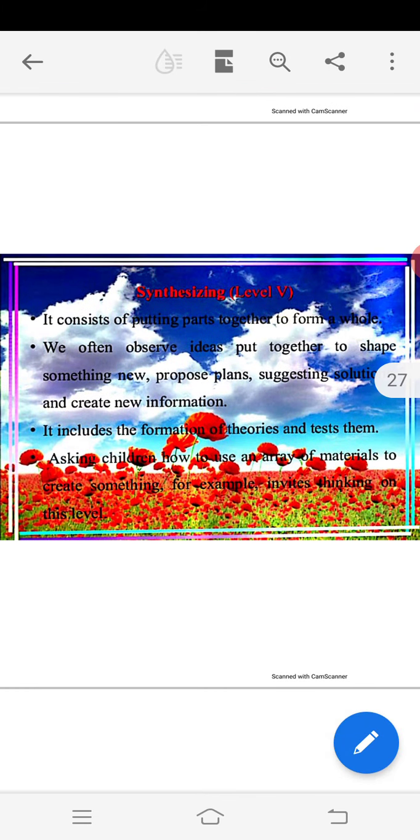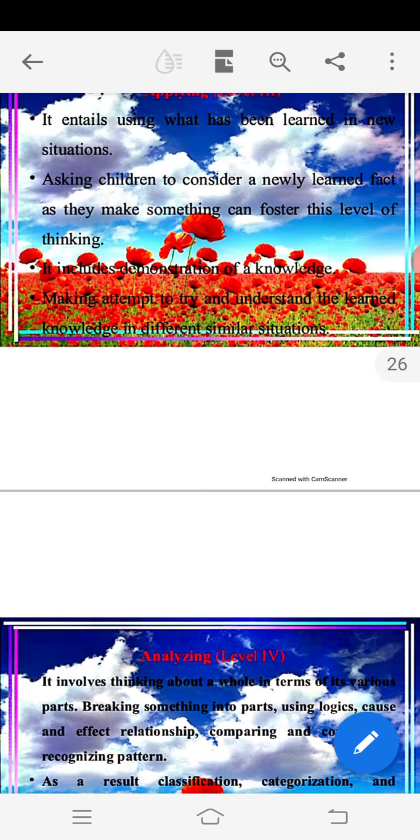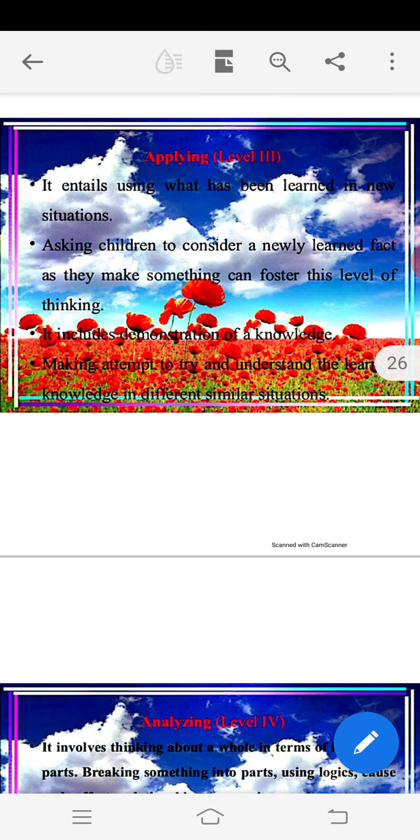In the synthesizing stage, what happens? It consists of putting parts together to form a whole. So on a part basis, the parts of the knowledge gained will be put together to form the whole knowledge. The knowledge you gained on a part basis in the applying stage will be put together and created as a whole in the synthesizing level. Here all the ideas will be gathered and applied together to new situations, and the problem will automatically be solved and new information created.